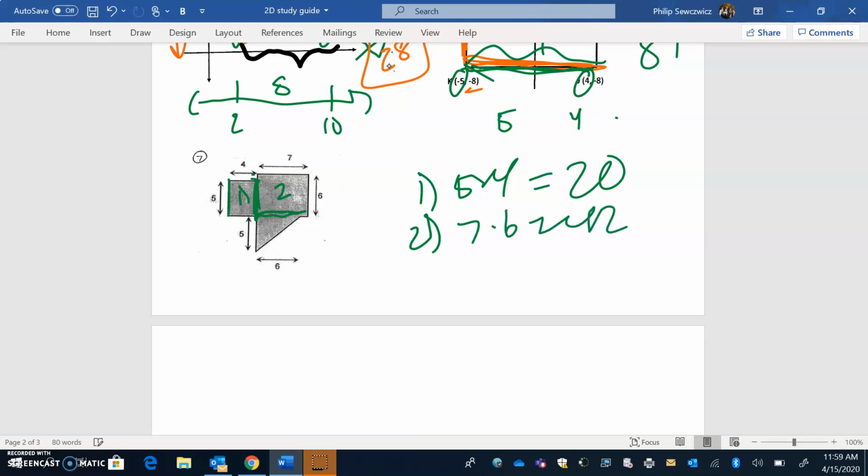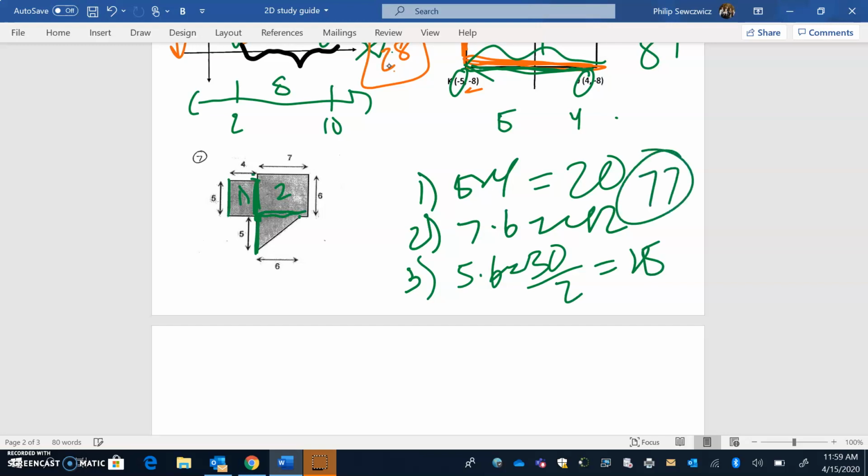And then the last one that's there, it's a triangle. I can see it's 5 tall. All right. I'm only going to here, so I'm not going to use the 7. I'm going to use the 6. So 5 times 6 is 30. But wait, there's more. Half of that is 15. So add them all up there, 20, 42, and 15. So that's 77. All right, there's my winning answer.